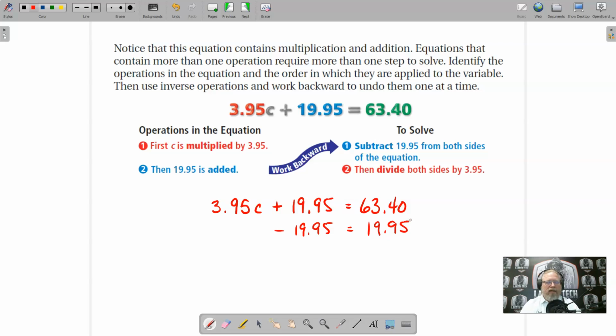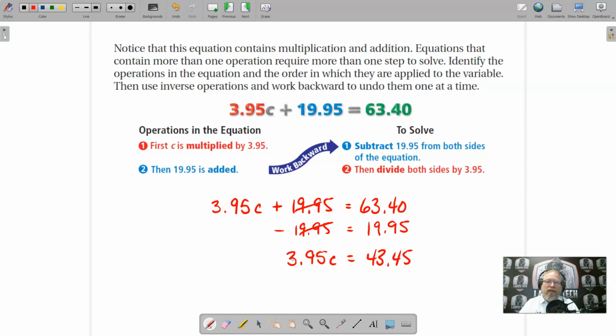And yes, I'm going to grab my calculator for this one and do 63.4, and we're going to subtract from that 19.95. That's going to give me a result of 43.45. And over here on the left, the 19.95s cancel each other, and we're left with 3.95. We still have the variable C.